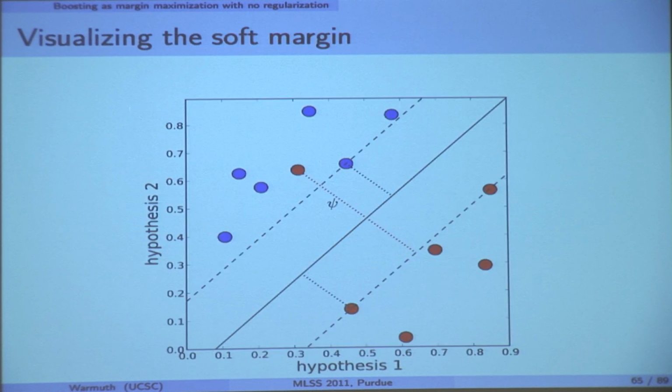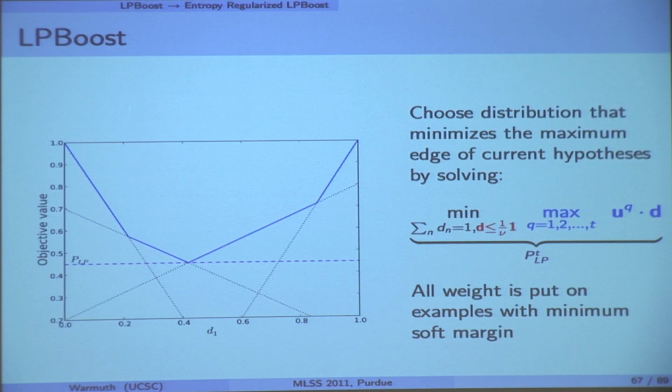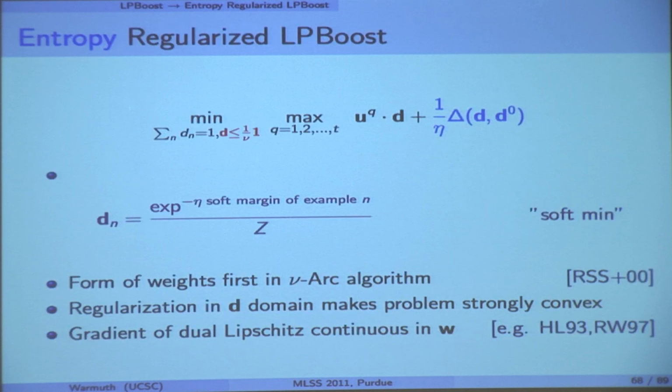Then I'm going to generalize it to the noisy case. And this is the objective of boosting in the noisy case. And you can ignore any regularization, and just minimize this objective, then you get LP-boost. It's a linear programming problem, believe it or not.